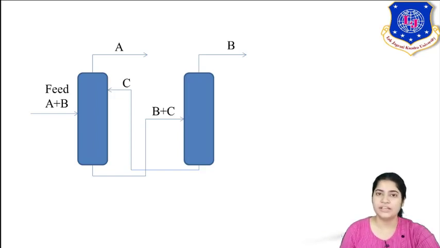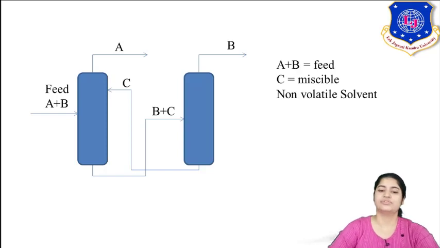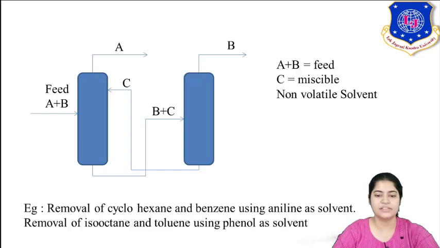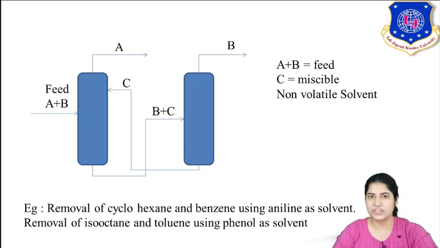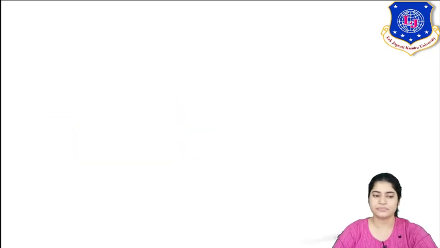Now here in the other column, your B plus C solution is separated. In the top part you will get your B, and C, as it is non-volatile, you will get in the bottom. So yes, again A plus B is the feed, C is my miscible non-volatile solvent. So the industrial example is the separation of cyclohexane and benzene using aniline as the solvent.